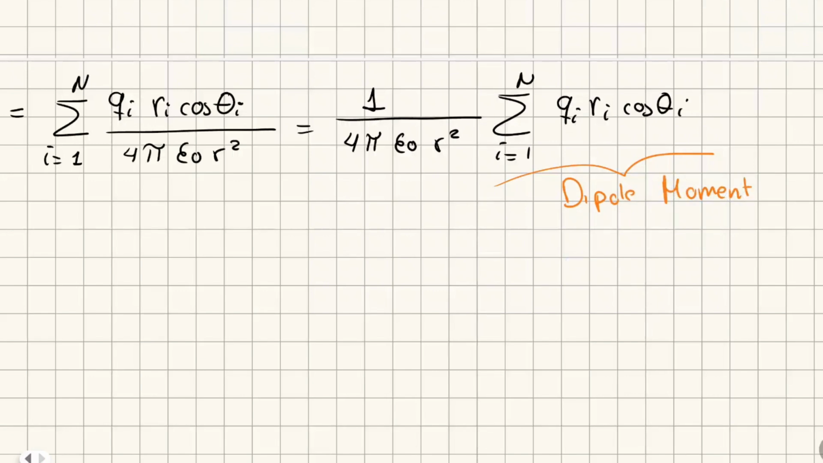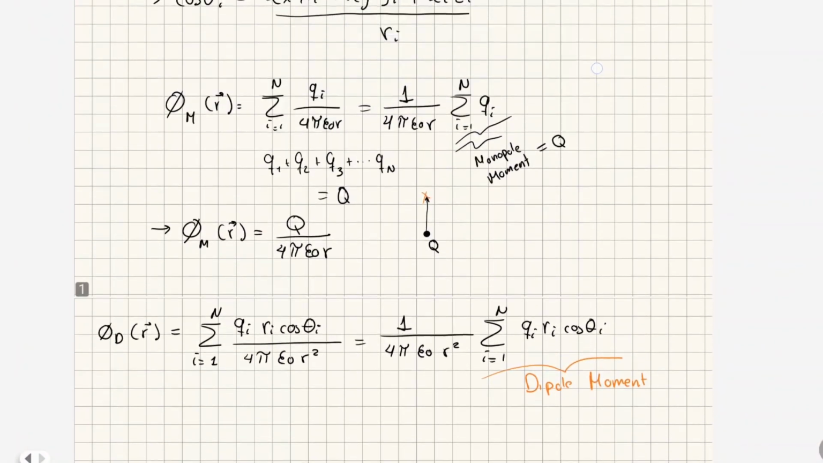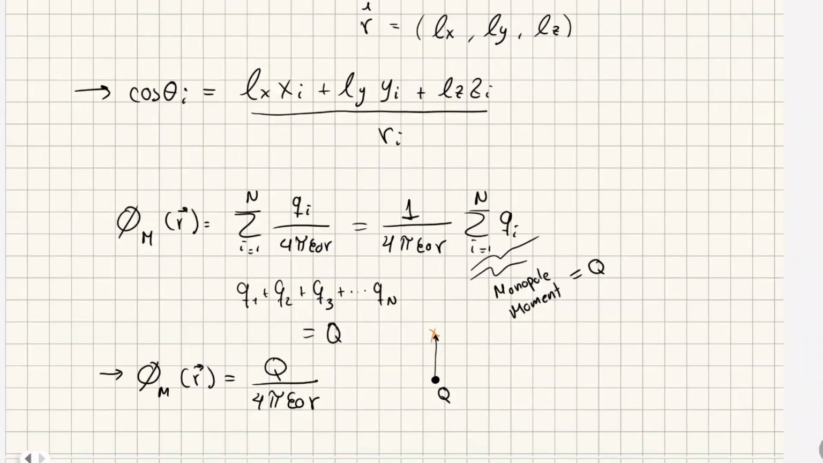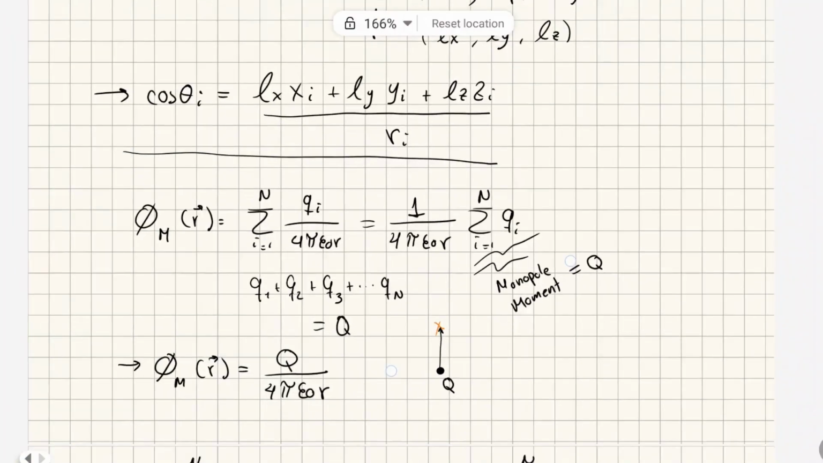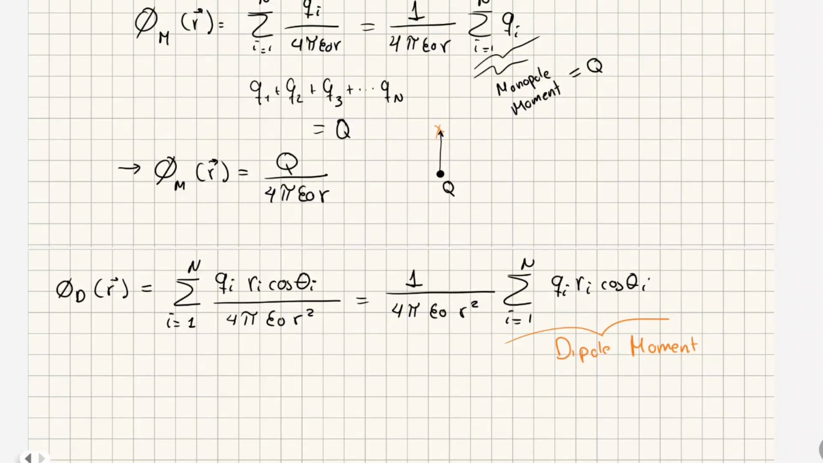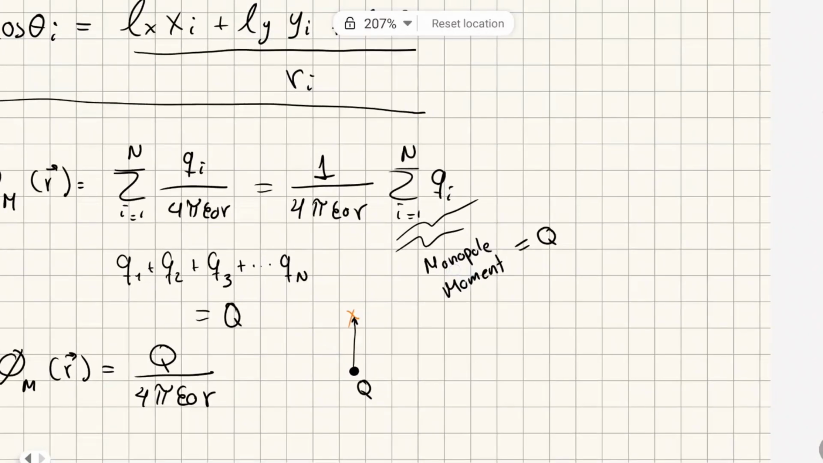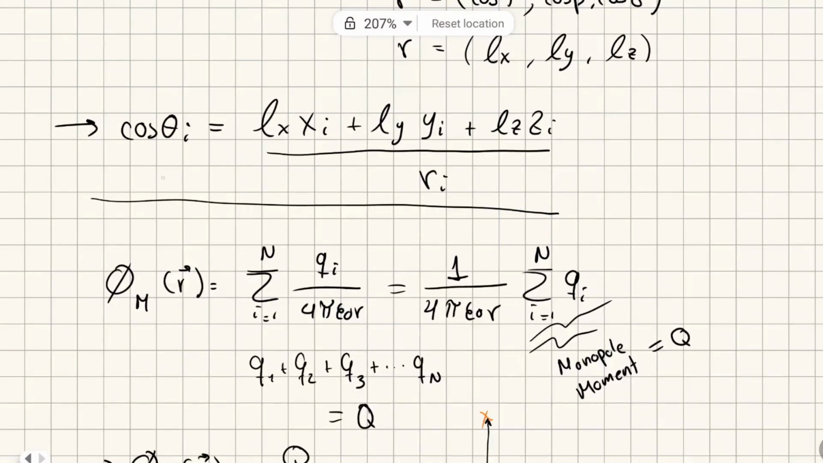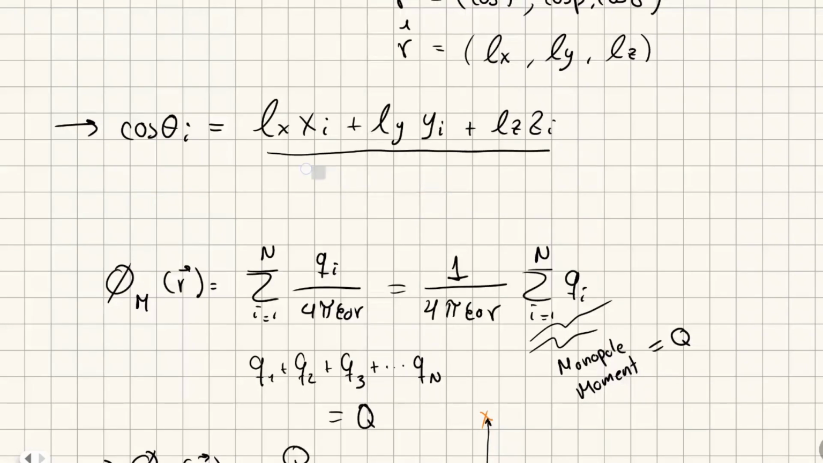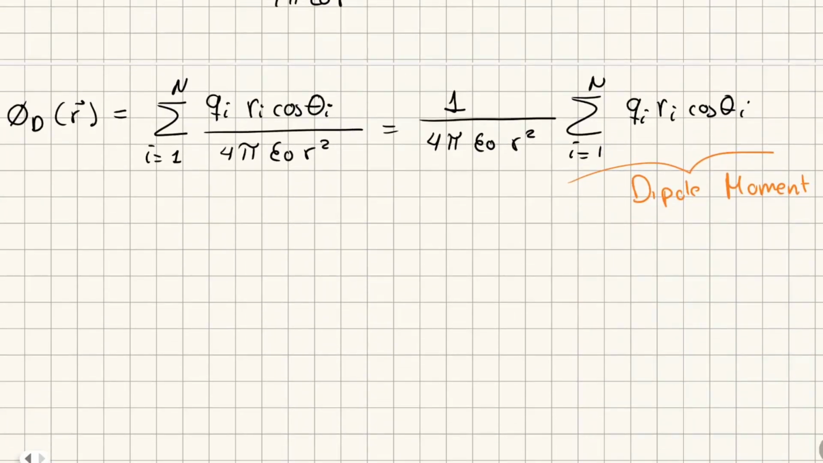But what happens with that sum? First of all, remember that what we have calculated here seems very similar to the dipole moment, because we have here an ri cosine of theta i. And here, if we take this ri to the other side, we are going to get the same. So let me write that. We have that ri cosine of theta i is equal to all these that we have here. So we are going to take this expression and plug it into this.